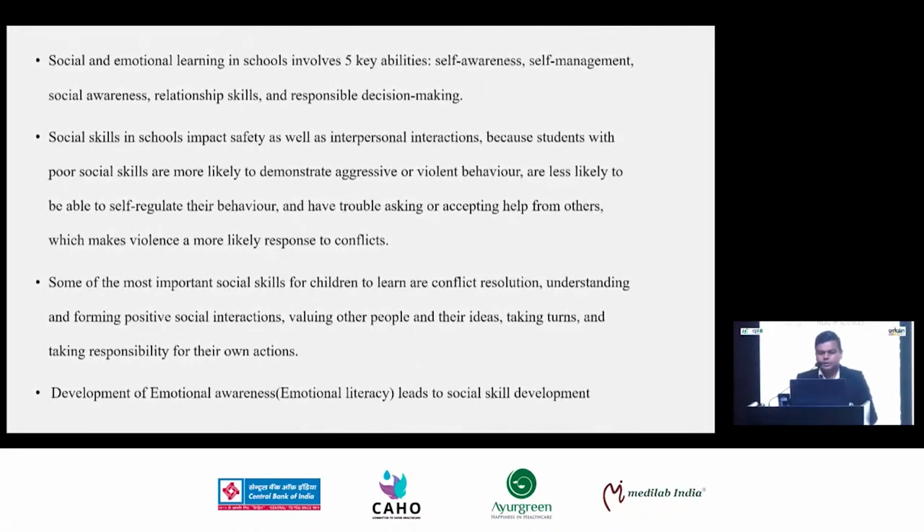Social and emotional learning in a school involves 5 key abilities: self-awareness, self-management, social awareness, relationship skills, and responsible decision-making. Social skills in a school impact safety as well as interpersonal interaction, because students with poor social skills are more likely to demonstrate aggressive or violent behavior.